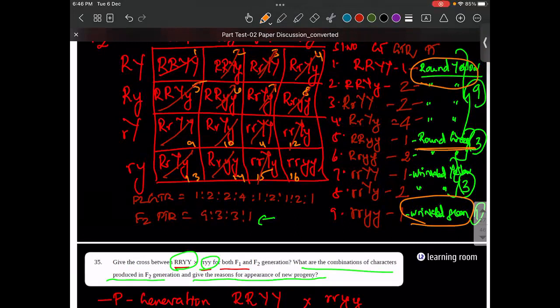And these things are what? New progeny. New progeny means the appearance of new characters. What new progeny appeared? Round green and wrinkled yellow, a shuffling of the parental characters. That's a new progeny. That is independent assortment, where genes independently assort. So that is very, very important. You would have mentioned that also. Okay, fine.